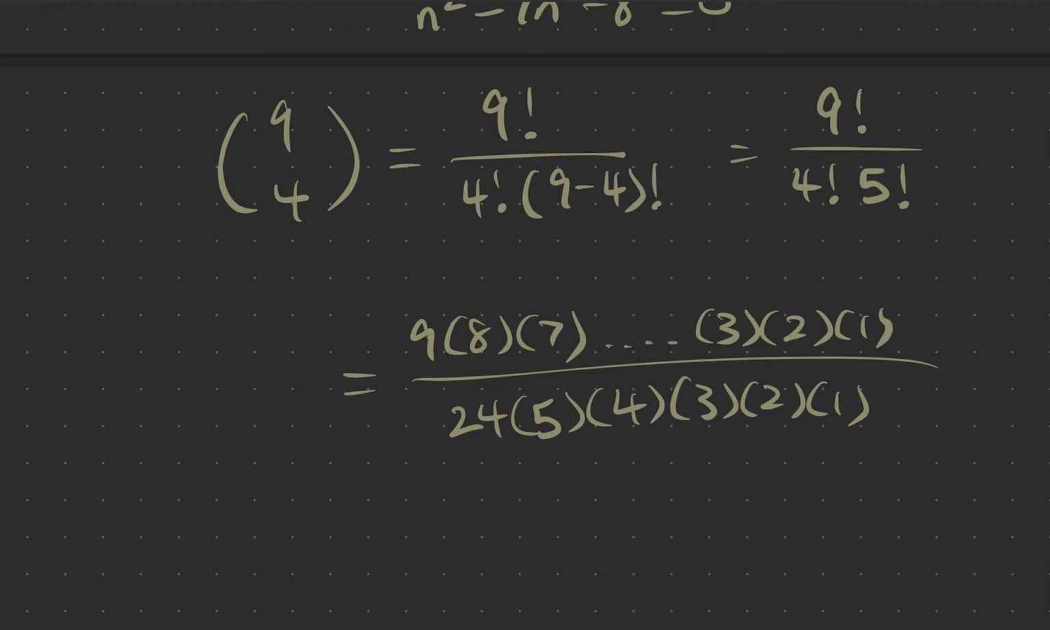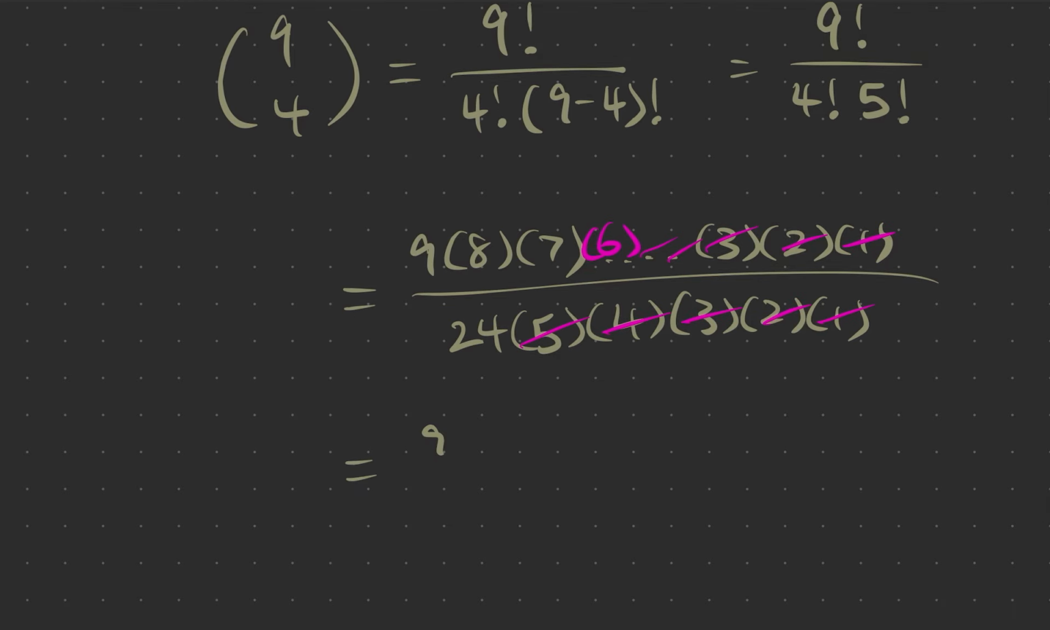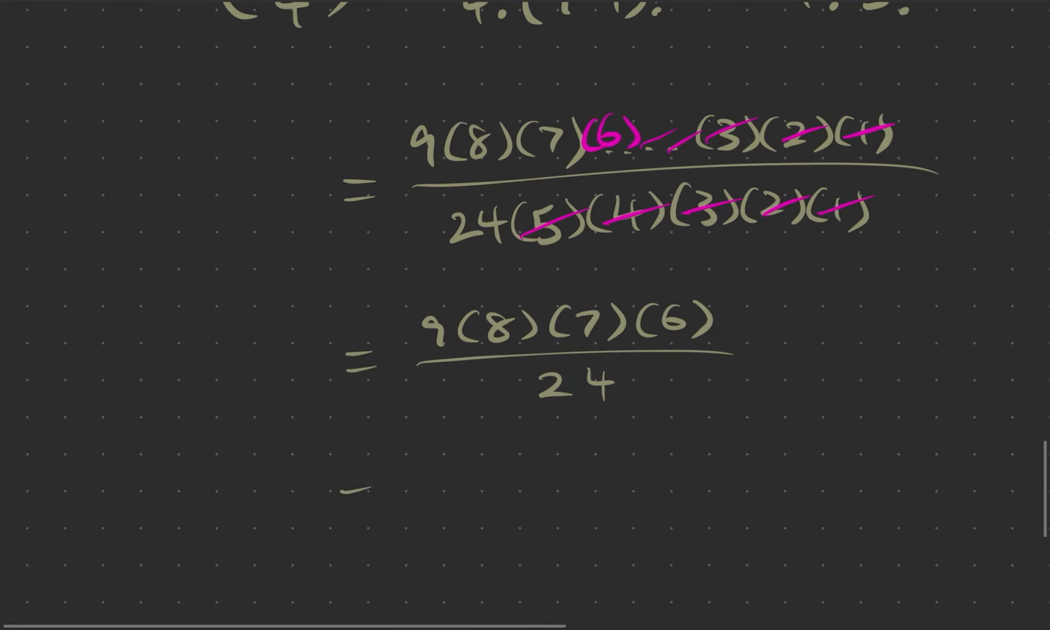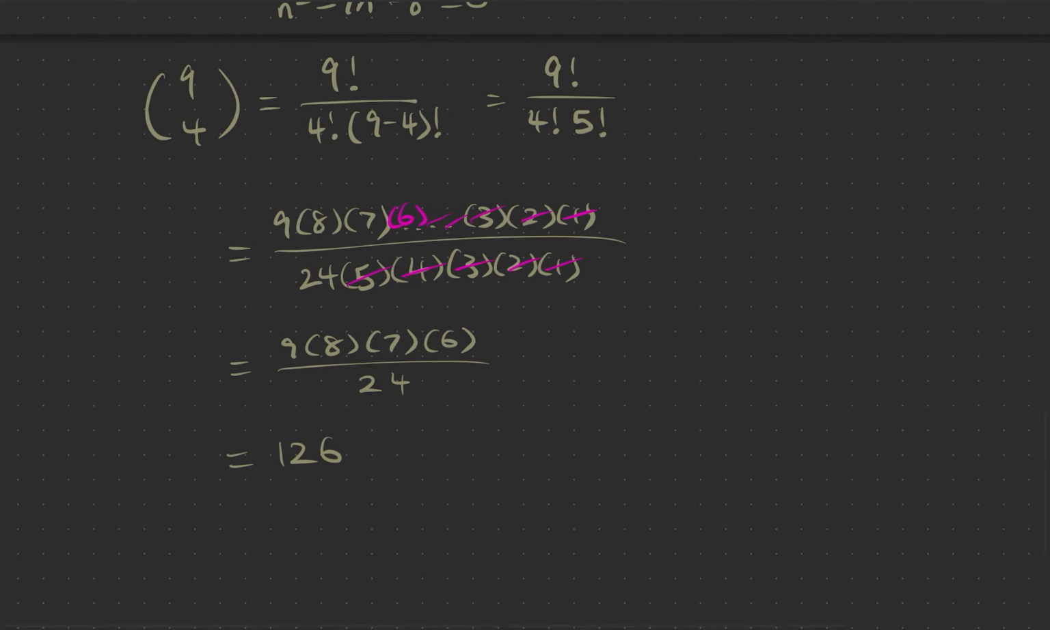So basically we can again cancel out all the terms that are common. 6 is here. There's a 6. We do not cancel out the 6 because we need it. So we end up getting 9 times 8 times 7 times 6 over 24, which will give us 126. So that is our answer for 9 choose 4.